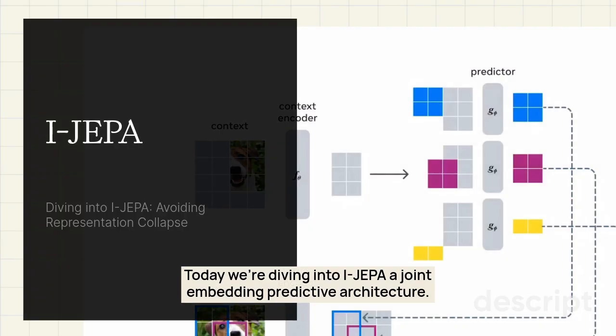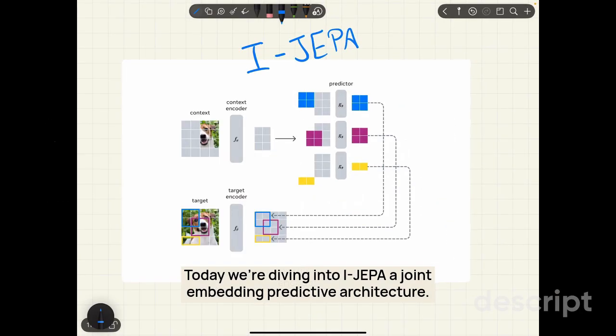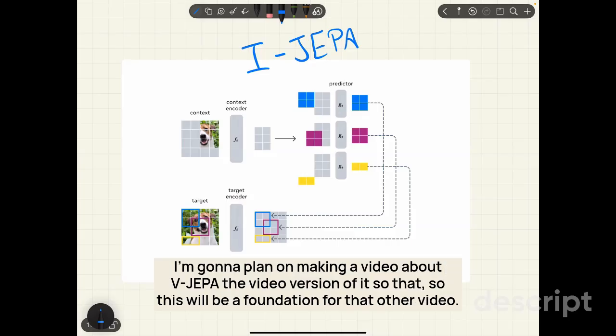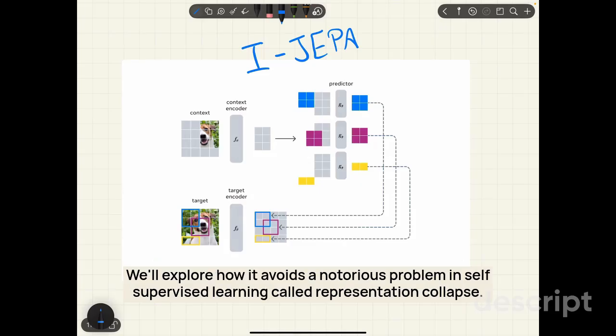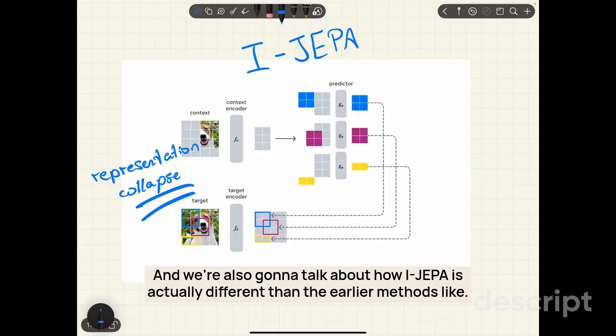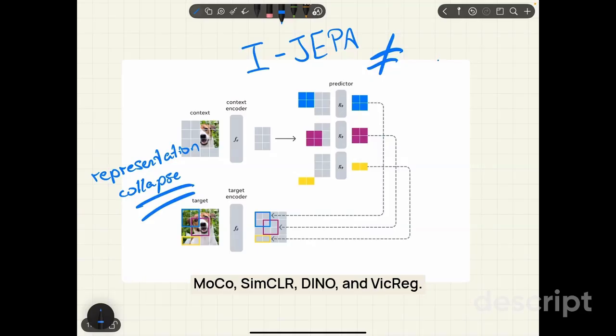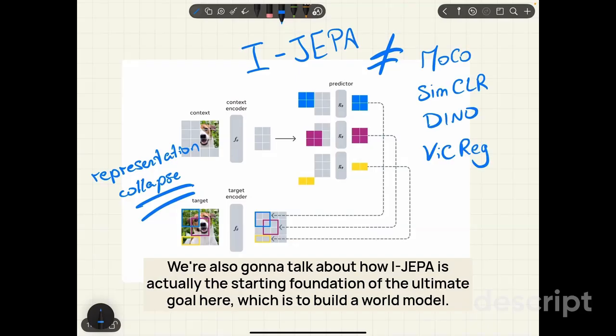Today we're diving into I-JEPA, a joint embedding predictive architecture. I'm going to plan on making a video about V-JEPA, the video version of it, so this will be a foundation for that other video. We'll explore how it avoids a notorious problem in self-supervised learning called representation collapse. And we're also going to talk about how I-JEPA is actually different than the earlier methods like MoCo, SimCLR, DINO, and VICReg. We're also going to talk about how I-JEPA is actually the starting foundation of the ultimate goal here, which is to build a world model.